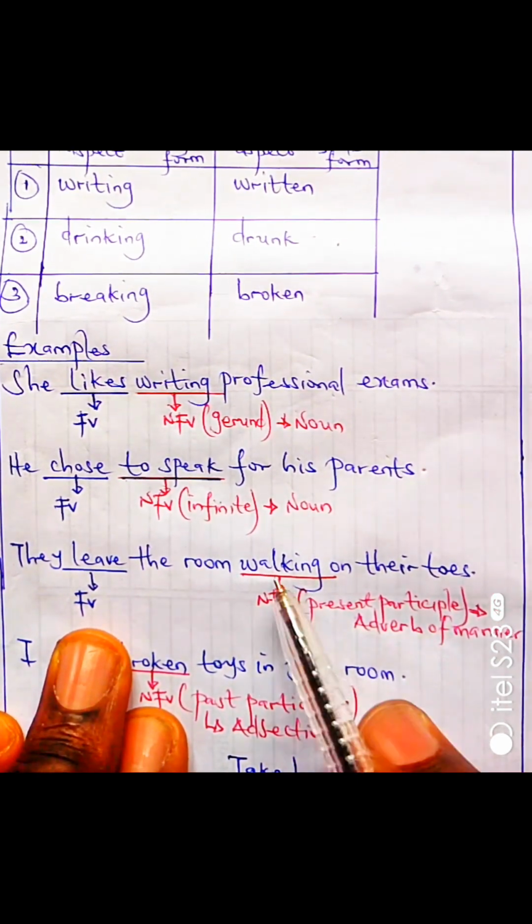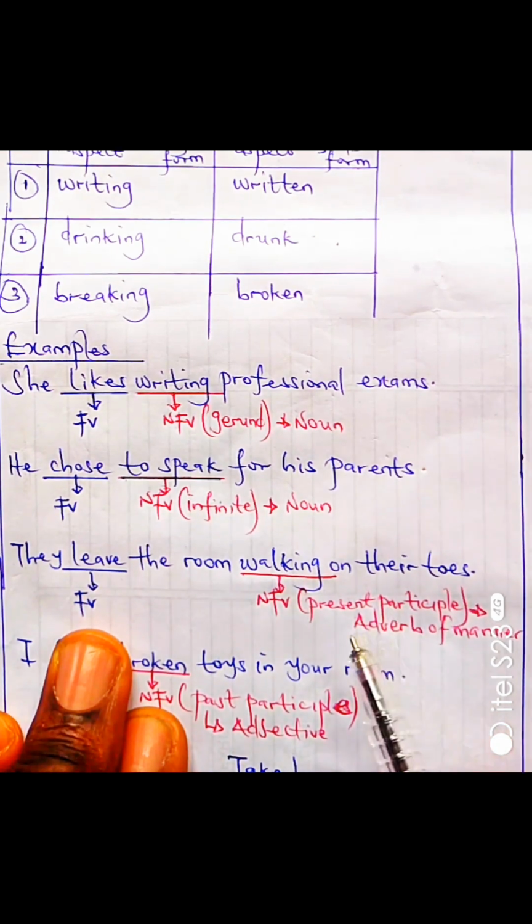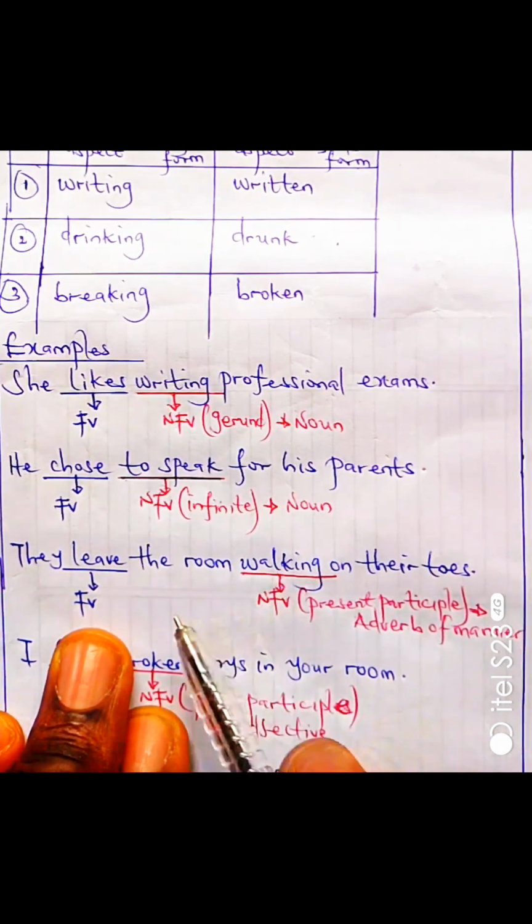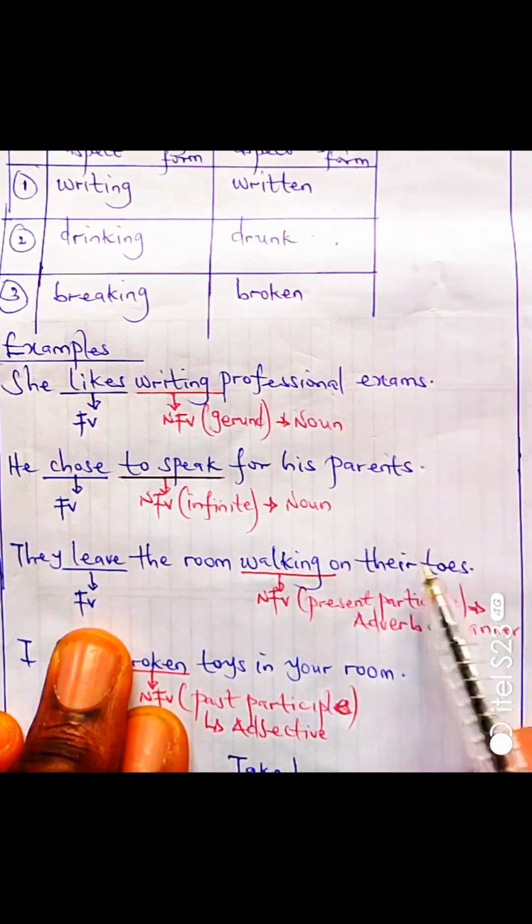As you can see, walking on their toes. How did they leave the room? They leave the room walking on their toes. More or less like saying they leave the room quietly, they leave the room hurriedly. But this time around, we are using the verb to express that. They leave the room walking on their toes.